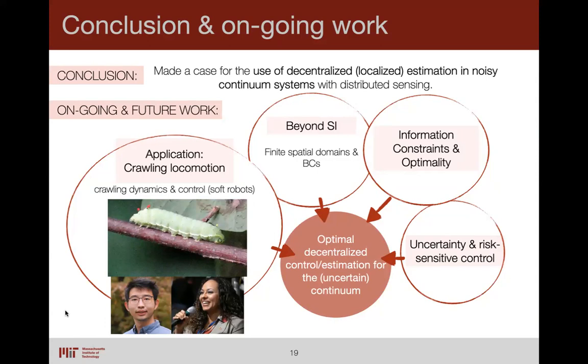Of course, here I assume that the model is known and the statistics of your noise are known, but this is generally not the case. So you would need to, first of all, try to estimate this. So there are a lot of interesting directions related to uncertainty and risk quantification and the design of risk-sensitive controllers and estimators for spatially distributed systems.